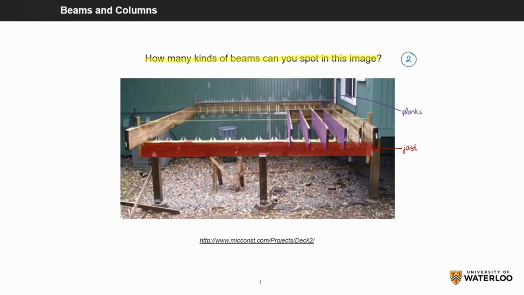If we were to analyze how these two types of beams carry forces, we can imagine that each of the wooden planks applies a load to the horizontal joist, and the joist then distributes that load to the columns and into the ground.